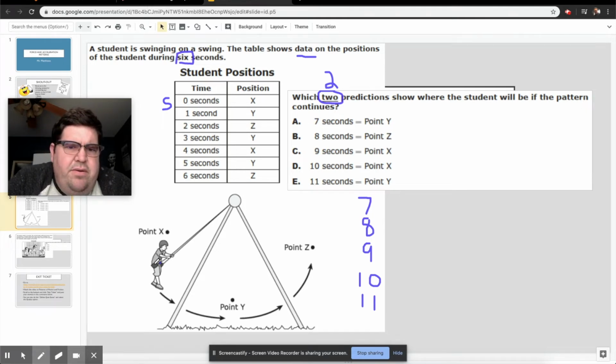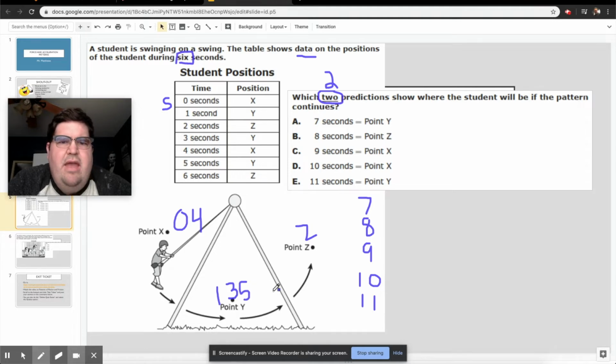Right now, at 0 seconds, he's at X. So at 0, he's there. At 1, he's here. At 2, he's here. At 3, he's where? Y, okay. So at 3, he's coming back. At 4, he's back home, if you will. At 5, he's back to Y. At 6, he's back to Z, okay?